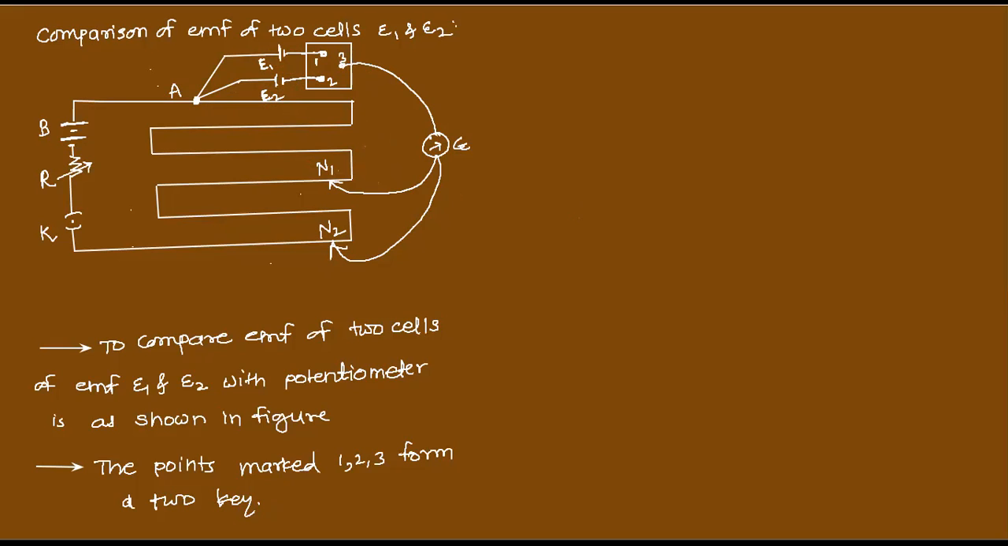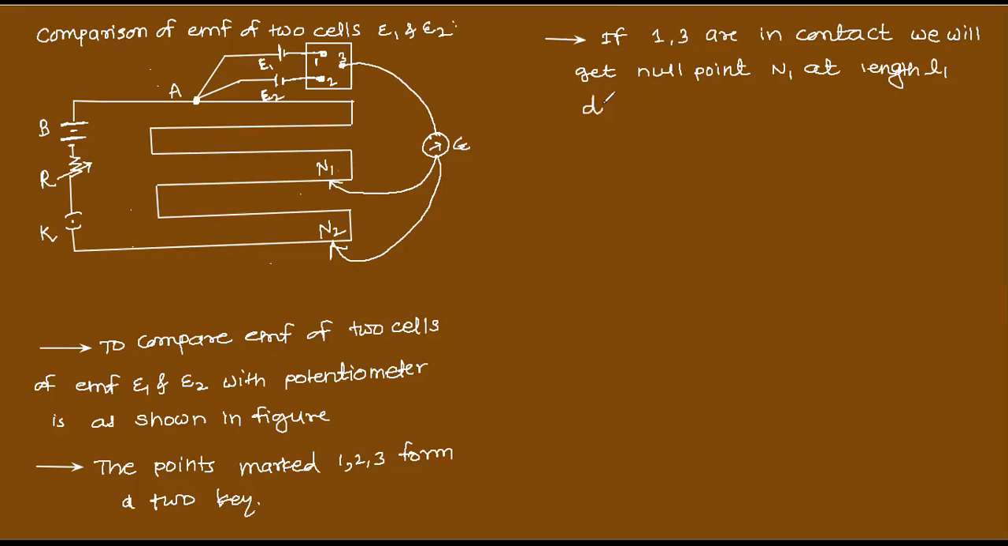So now see what I am writing next point. If 1, 3 are in contact, we will get null point N1 at length L1 due to cell EMF E1, isn't it right? Cell EMF, you can write like this also. Cell EMF E1.